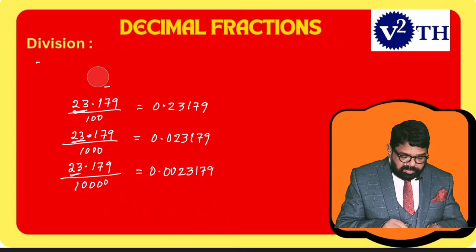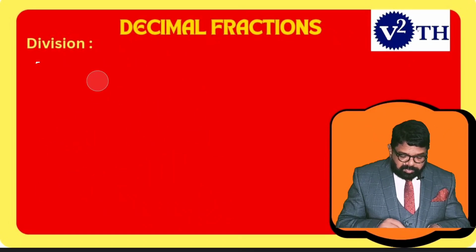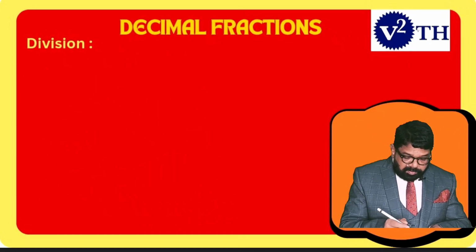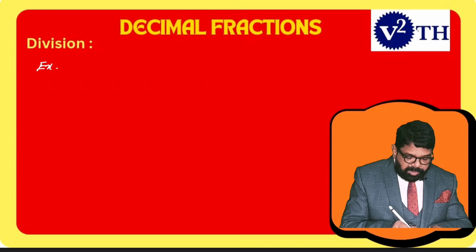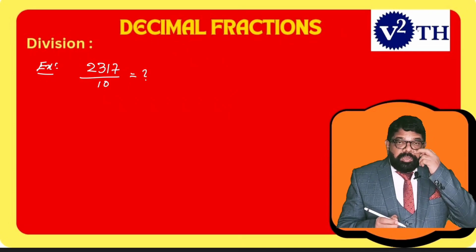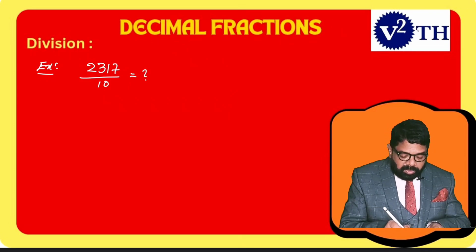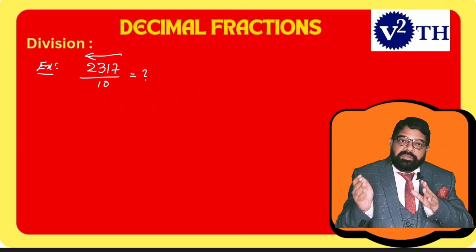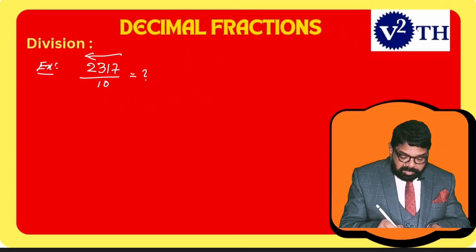Now see another example. This is one area. Now see another example, where simply by 10, by 100, by 1000 is given. 2317 simply by 10 is given. What do you do? Simply place the decimal. Where do you place it? By 10, after 1 digit. From the right you have to count the digits, 1 digit. After 1 digit you place the decimal.